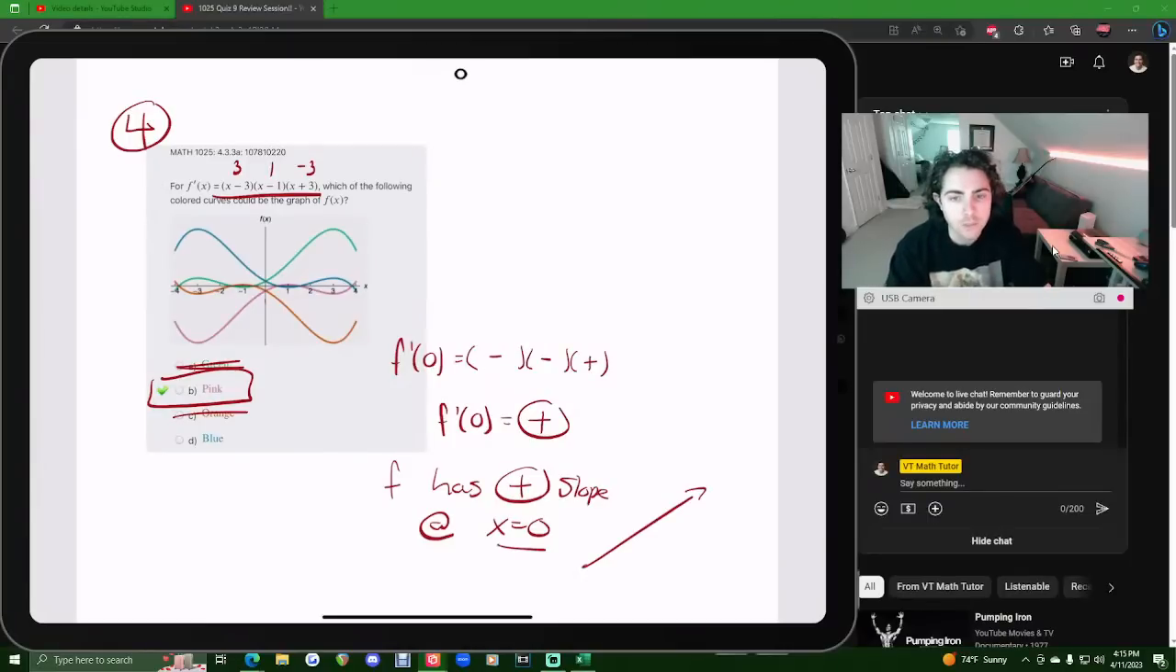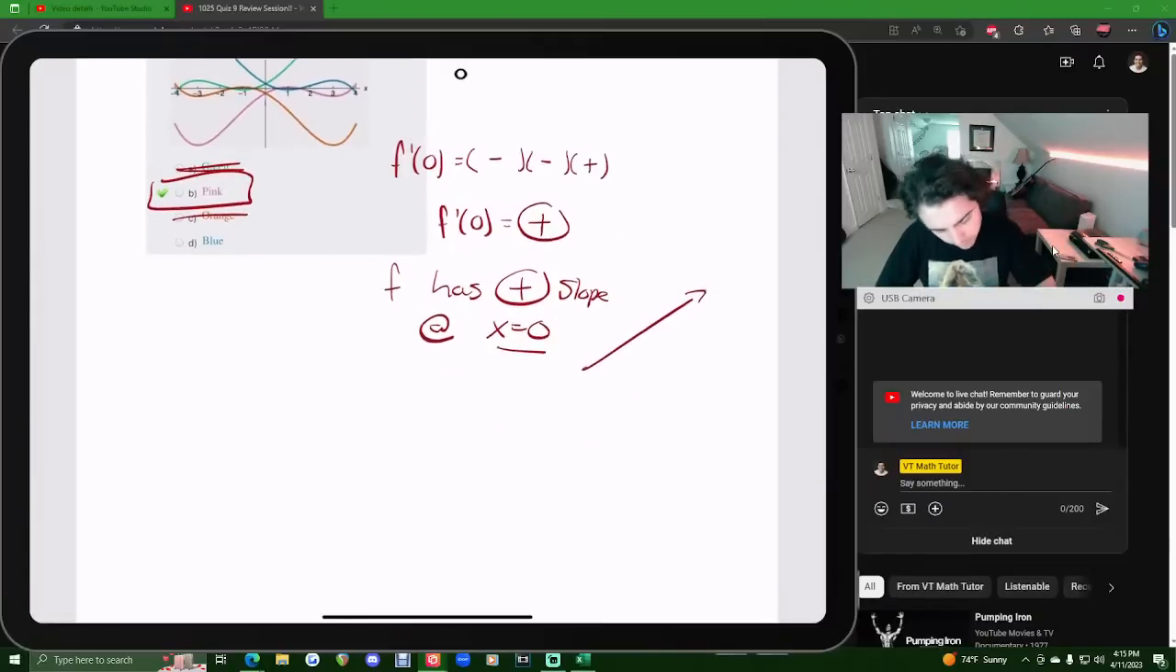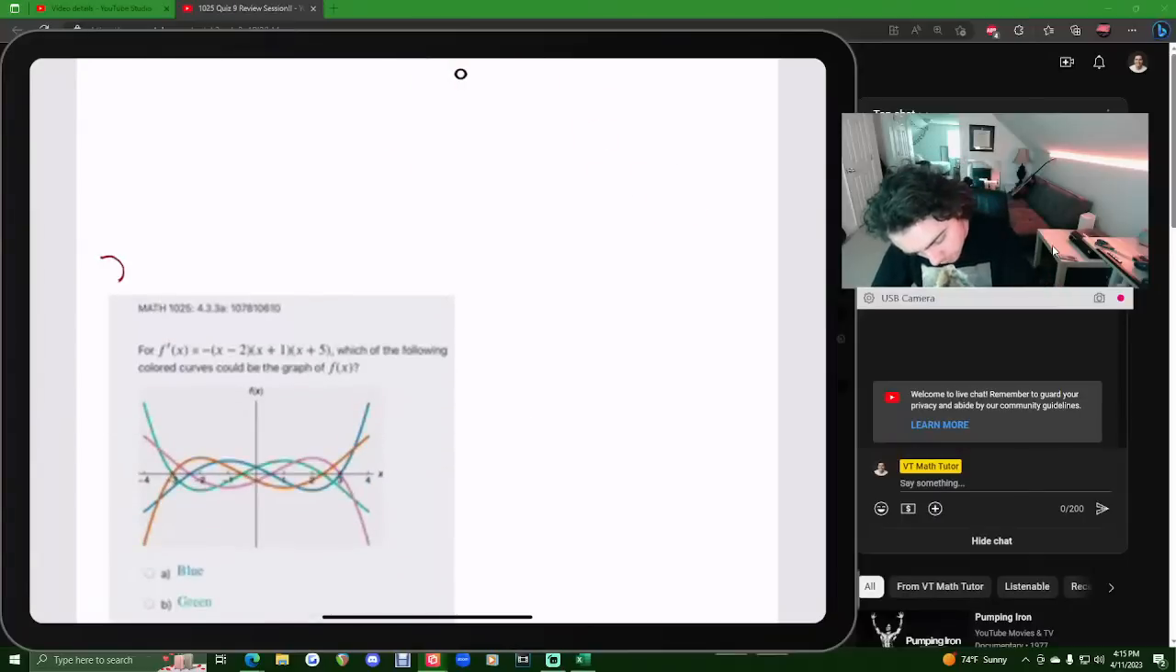All right, so focus on the 1 or the -1 that comes from the factors, and then narrow it down to 2 colors, and then plug in x equals 0 to f prime to get the overall sign. And then if f prime is positive at 0, then f has a positive slope at x equals 0. And if you plug in 0 to f prime and you get a negative, then that means f has a negative slope at x equals 0. Let's do one more.